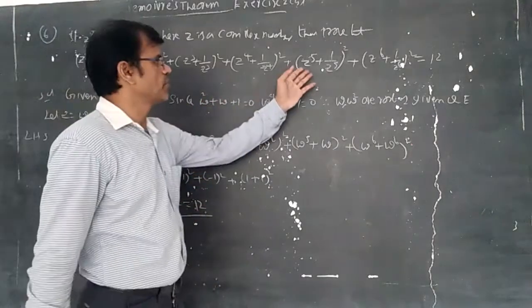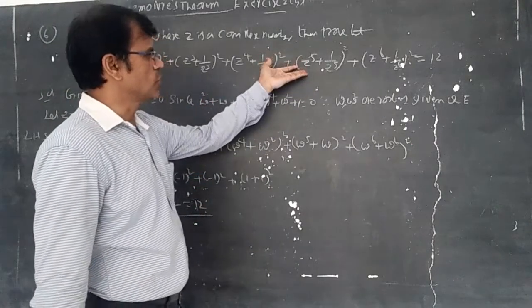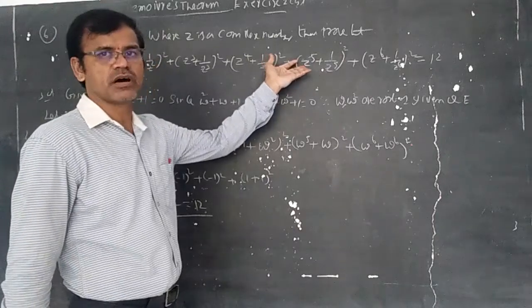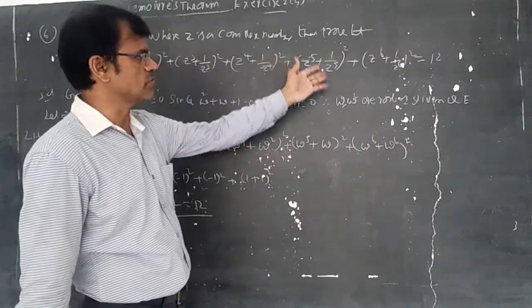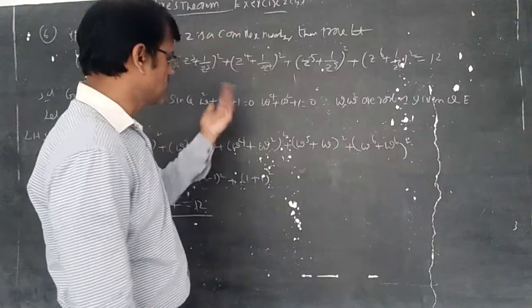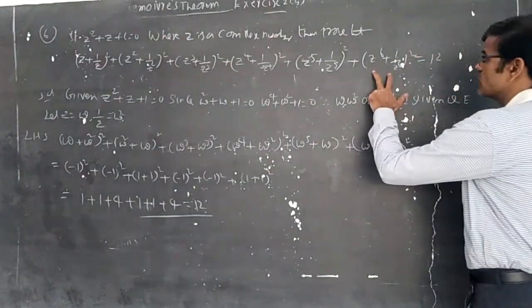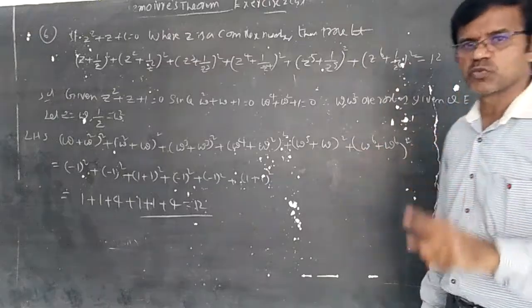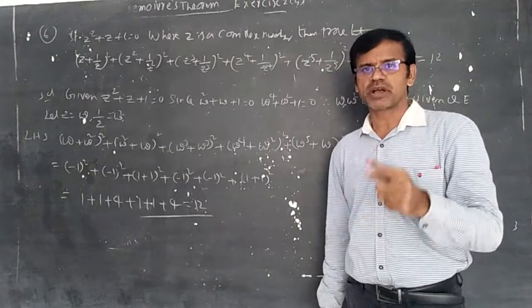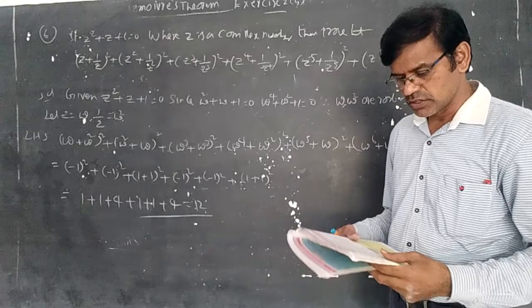Instead of omega power 5, you can understand here omega power 5 means omega cube into omega square. Like that, any method you can use. Simply write. You can understand now: the multiples of 3 only give 1. I mean omega cube, omega power 6, omega power 9, like that.